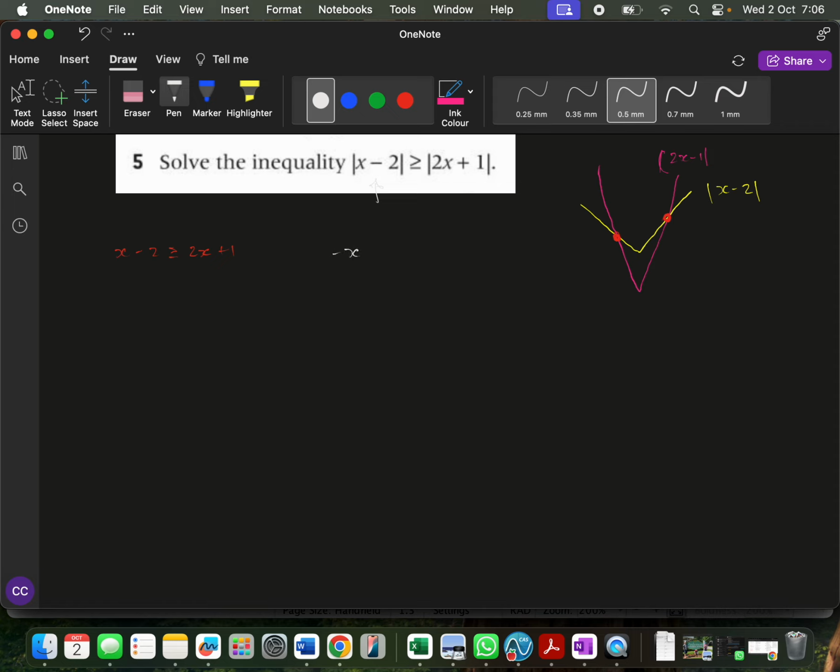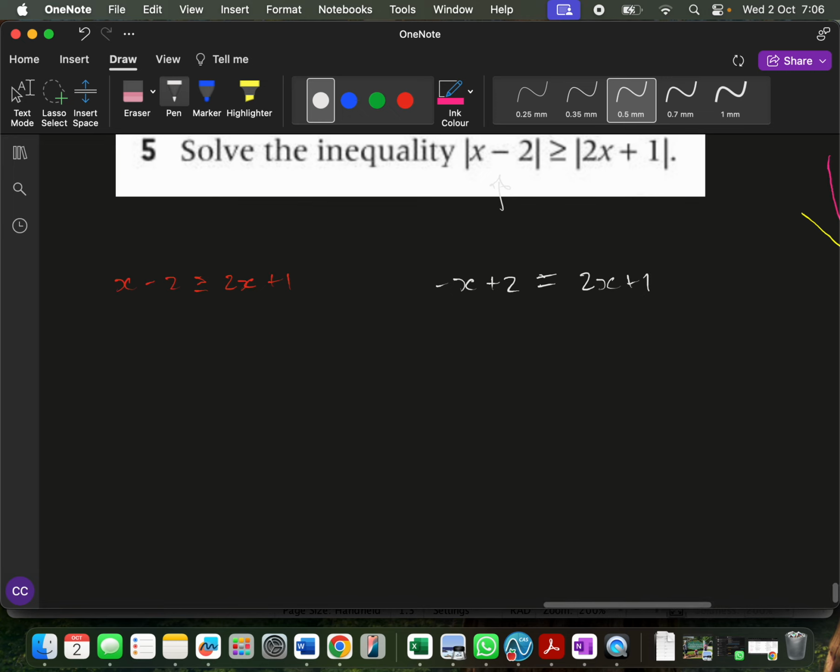So if I negate that, I get negative x plus 2 is, and I could just use equal signs with this actually, because all we're doing is finding where they intersect. So if we know where they intersect, we can handle this. Working on this side, I would end up with x equals negative 3. So that's one intersection point. And here I would get 3x equals 1, and x equals 1/3.